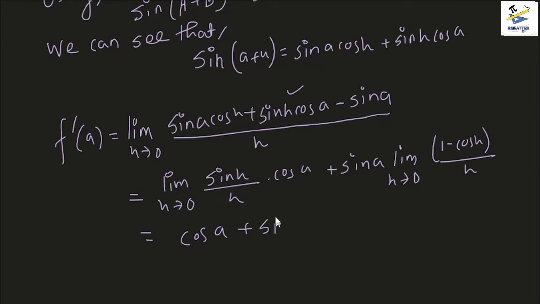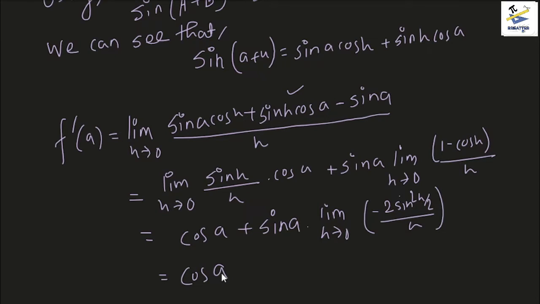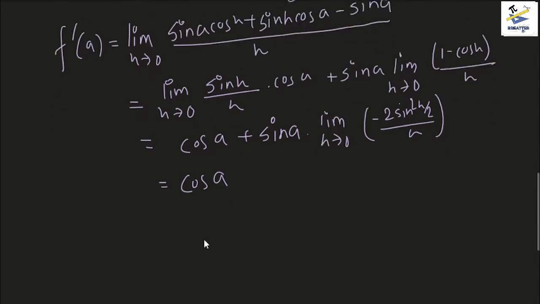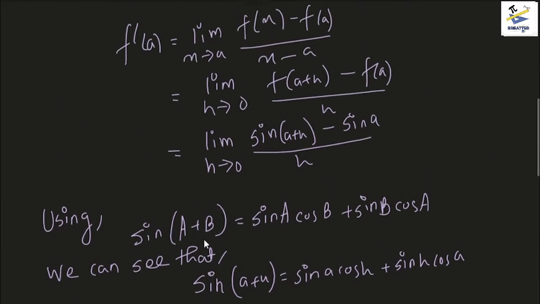And the next one, sin a into, now we first use the formula for 1 minus cos theta is equals to 2 sin square theta by 2. So using that formula, it becomes minus 2 sin square h by 2 by h, and this limit goes to 0, because if it was sin h by 2, we could have found the answer, but since it is sin square h by 2, it goes to 0. So the answer is cos of a. So the derivative of sine of x at the point a is cos of a, right?